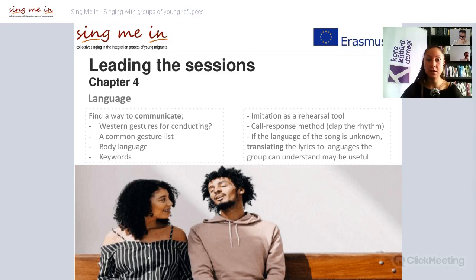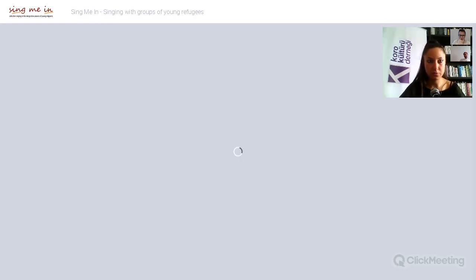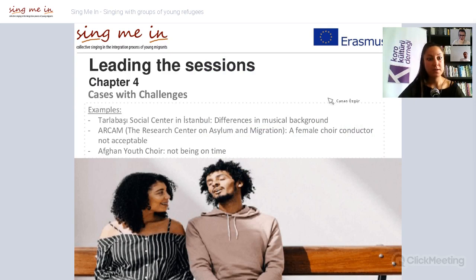A very important thing is there should be some people in the room that will translate all the words, the lyrics of the song. If a native song will be sung, they should all understand the words. It's very important. Let's talk about some challenges with these cases. For example, from Istanbul, Turkey, Tarlabaşı Social Center, a choir conductor talked about the differences in musical backgrounds. The children may not have very clear ears, may not give the sounds on the piano very accurately.